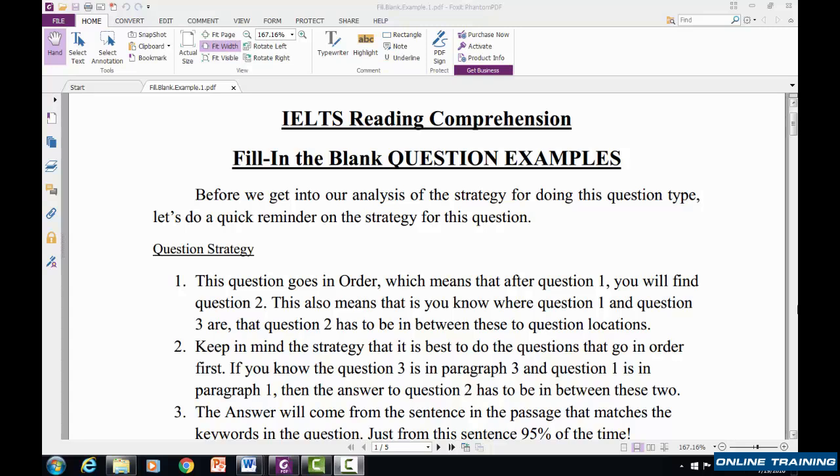So this question is fairly straightforward, but I'm going to go through several different examples and show you how to do it. So here is example number 1 that we're going to go through right now.